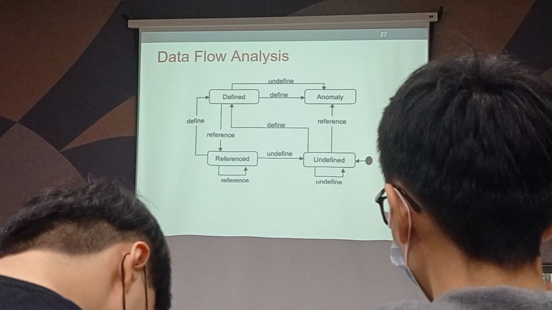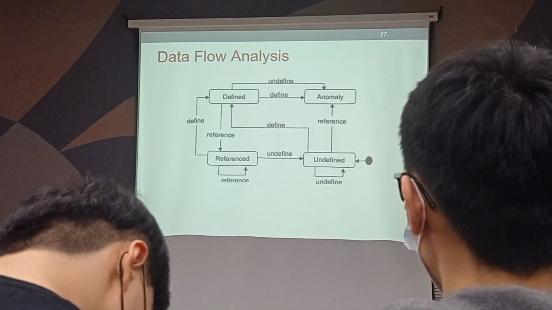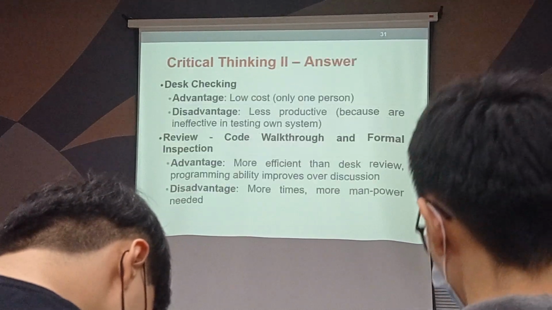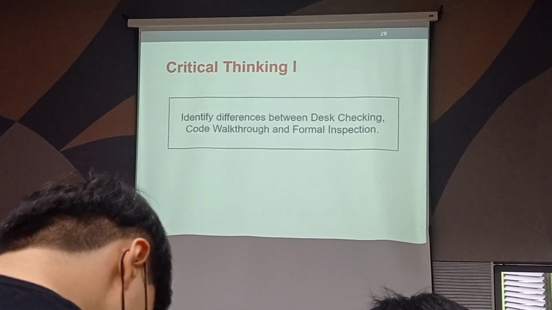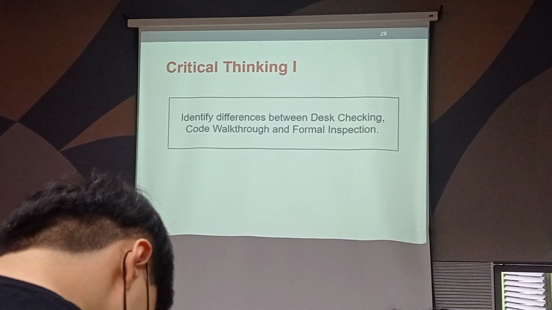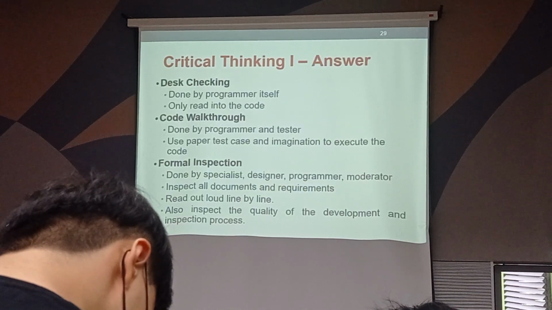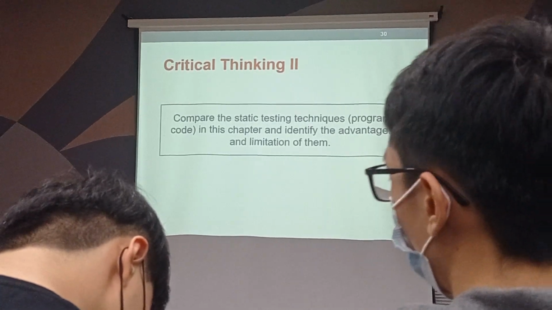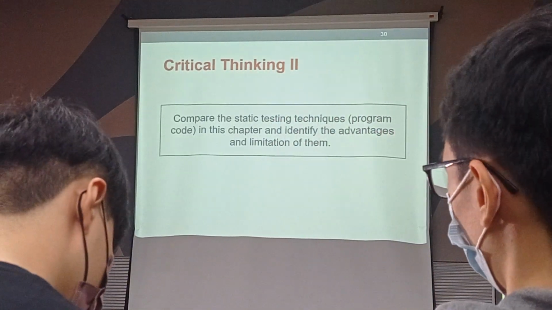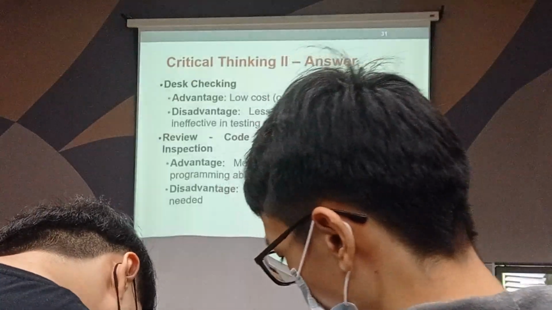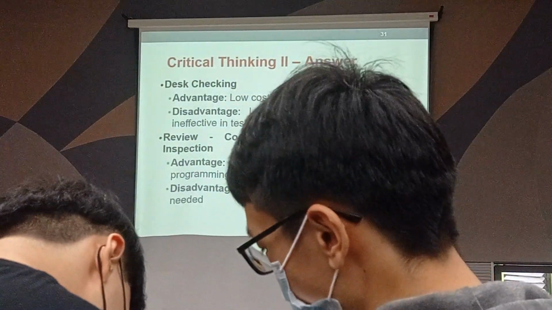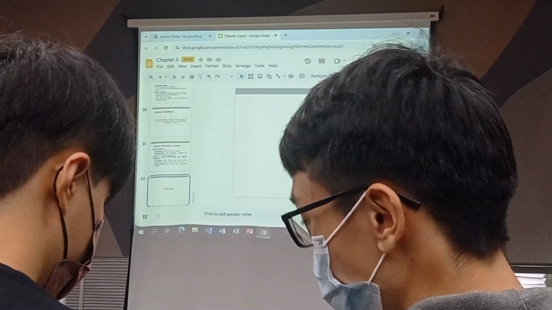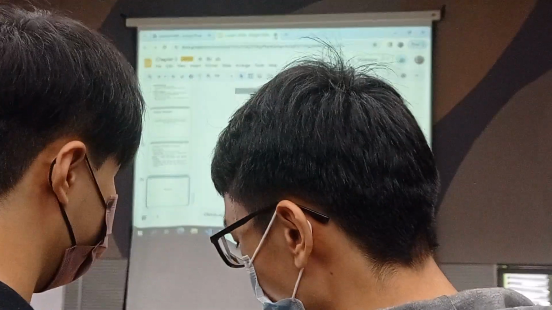Okay, so this is just the flow, the defined, the undefined, all this. Okay, so that's it for chapter 3. This is just a simple question and the answer together. Identify the difference between desk checking, code walkthrough, and formal inspection. So this is the difference. And then compare the static testing techniques which involve the program code in this chapter, and identify the advantages and limitations of them. I have listed down each of them, and then the advantages and the disadvantages. Okay, so that's it for our chapter 3 on static testing.